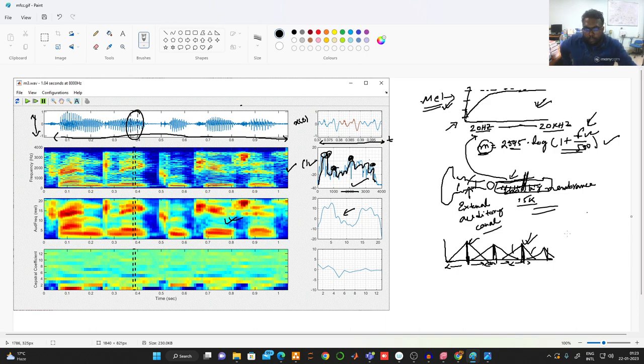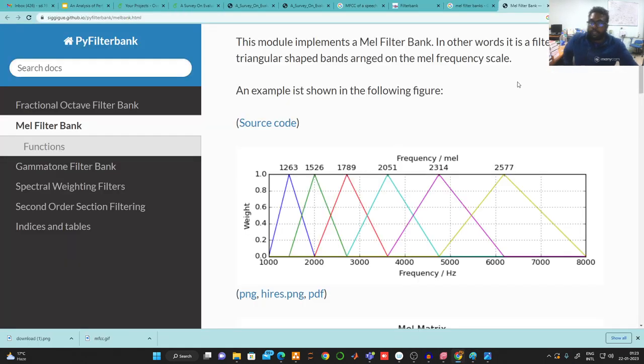Let me just show you how the MFCC Mel filter banks look. Here is an example. As you can see, these are the frequencies. Between 1000 and 2000, the highest response it gets is at 1263, this frequency. If you divide the y-axis into weights, here it is highest. However, in the nearby frequencies as well there exist some weights less than one. As you can see, the width of the triangular Mel filters is becoming higher and higher, while here the filter bank width is lesser.